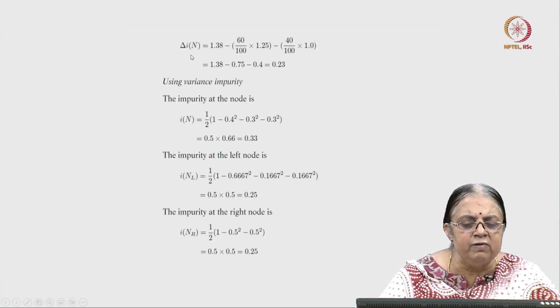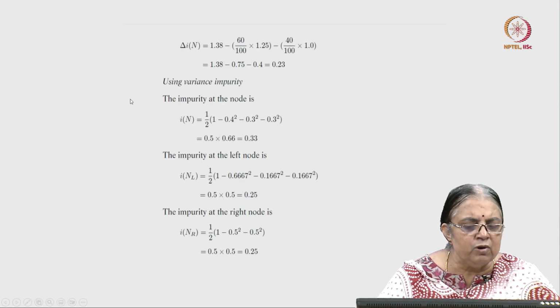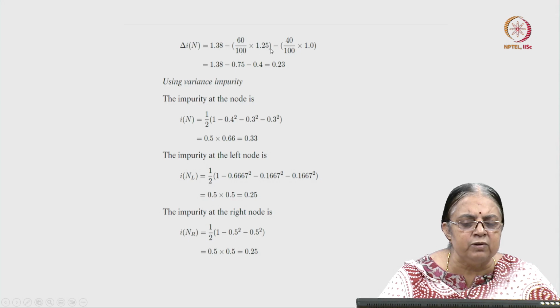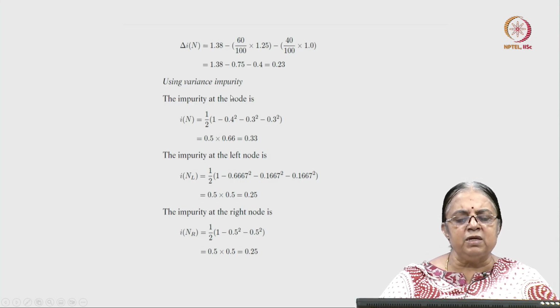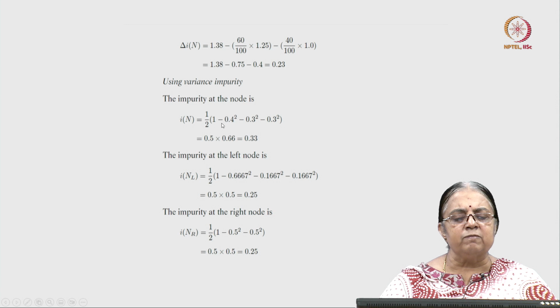And your I(N) will be 1.38 minus, you have 60 going along the left branch. So, 60 by 100 into 1.25 minus 40 by 100 into 1. So, this gives you your delta I(N), and if you use variance impurity you are going to use this. Okay, so, half of 1 minus 0.4 squared minus 0.3 squared minus 0.3 squared.